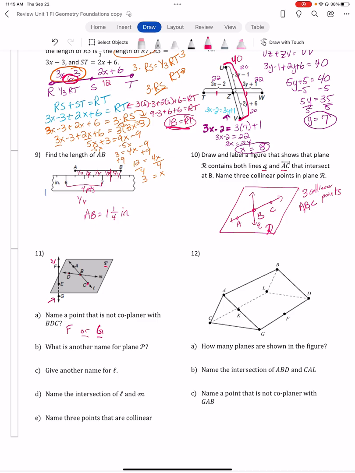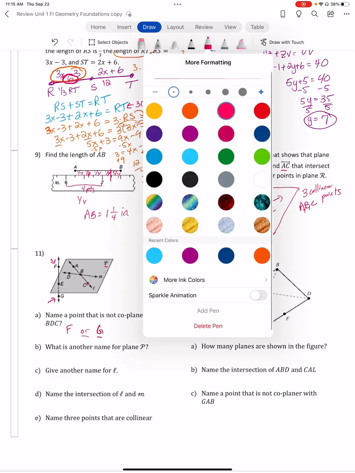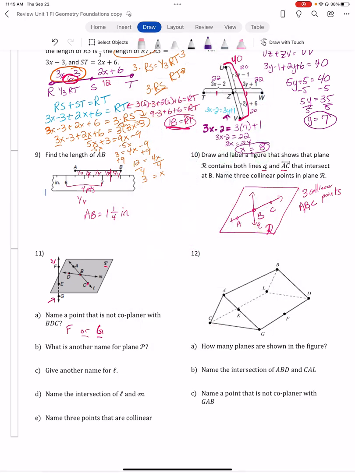What's another name for plane P? Well, another way to name a plane would be by 3 non-collinear points. So you could have had A, B, D, or you could have B, D, C, any combination, D, E, C, any combination of those points, A, B, E. So basically any combination of points, just not A, B, C. And the problem is these always have to be non-collinear.